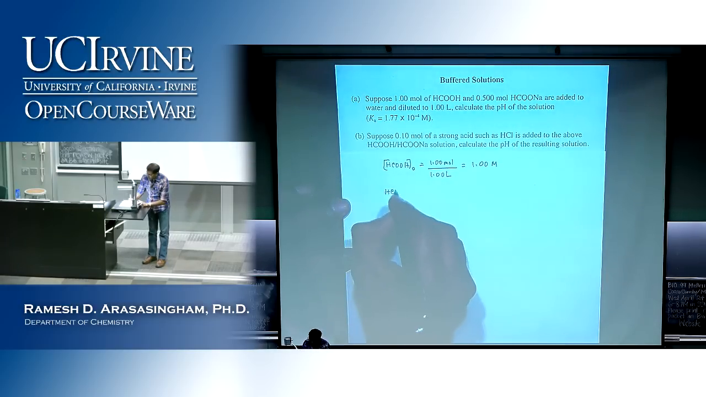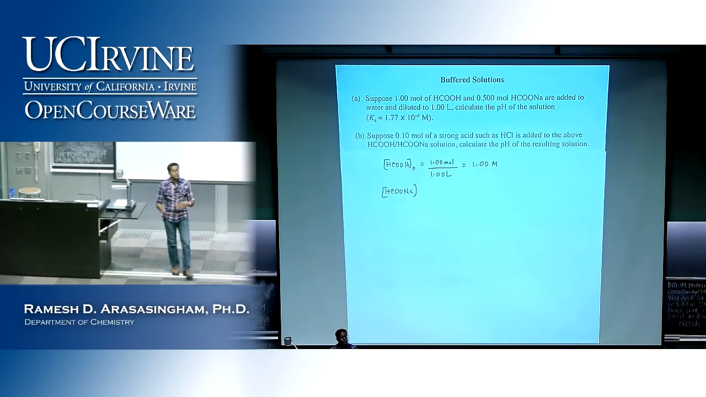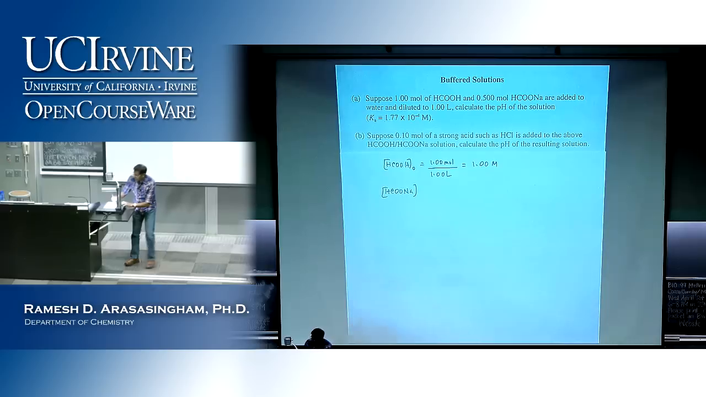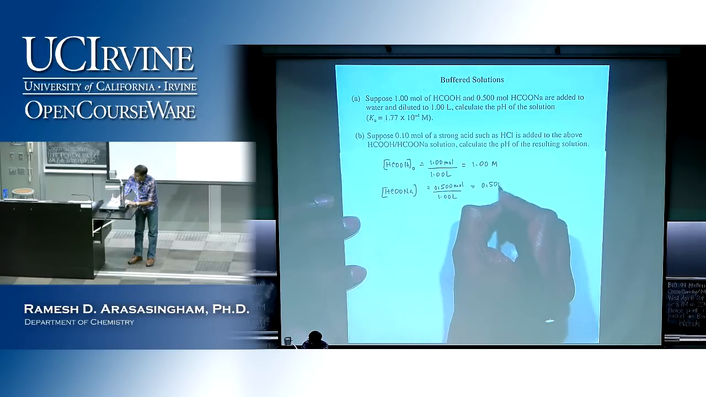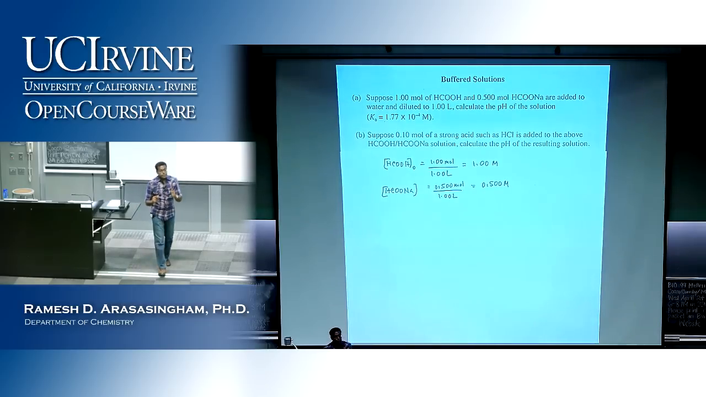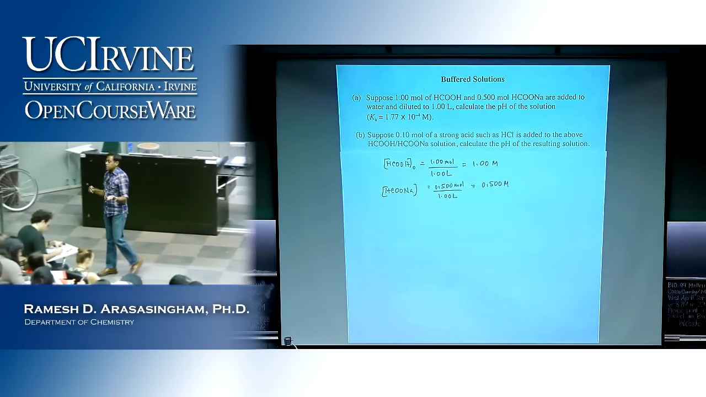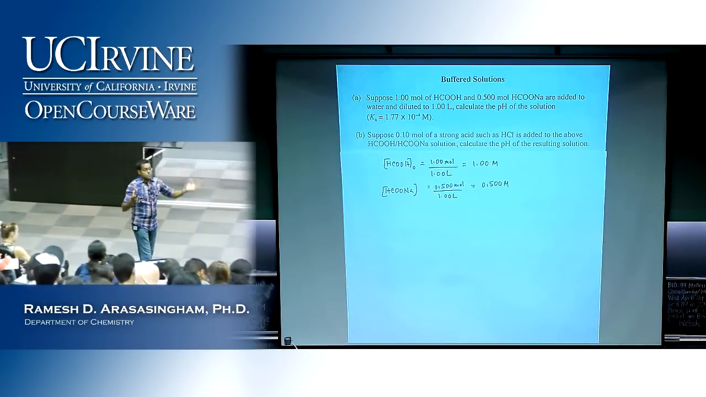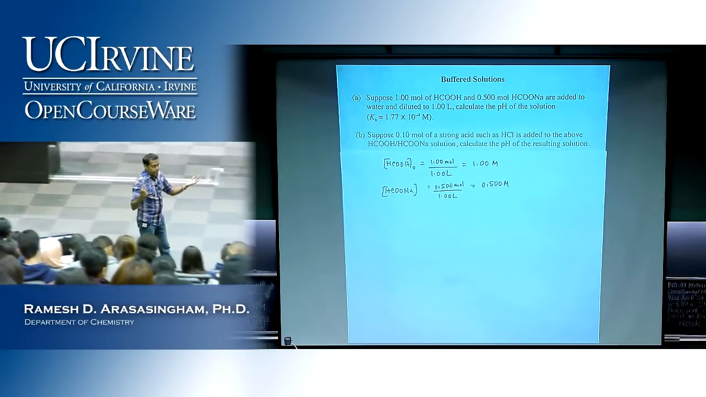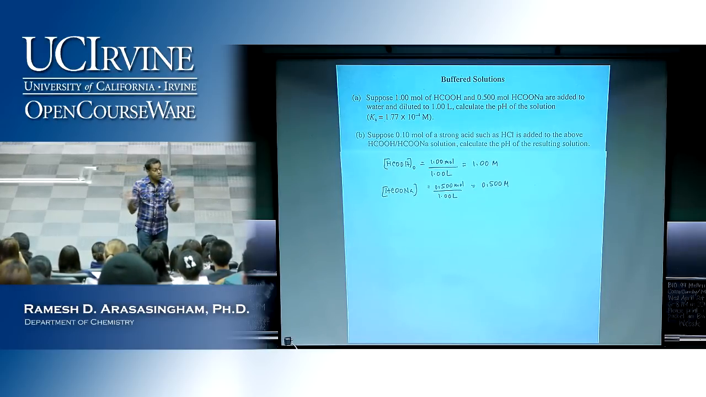We're told that we have sodium formate, so you need to be able to recognize that now what we have is the salt of the conjugate base. And this is 0.5 moles in 1 liter, which gives me 0.500 molar. So to begin with, you can see that I have a mixture of a weak acid and the salt of its conjugate base. So what does that scream back at you? Buffer. If you just had the weak acid, it'd be just calculating the pH of a weak acid. Now you have a mixture of both.